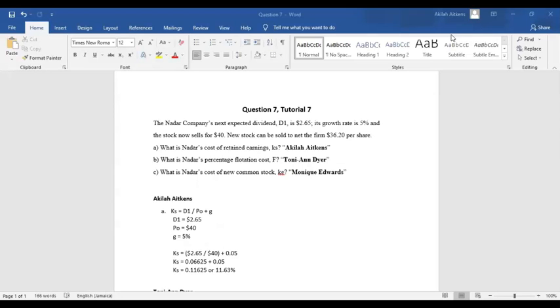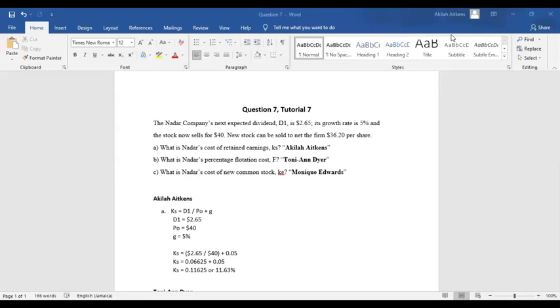We are looking at tutorial sheet 7, question 7, and the question reads: the Nadar Company's next expected dividend, which is D1, is $2.65. Its growth rate is 5%, and the new stock now sells for $40. New stock can be sold to net the firm $36.20 per share.